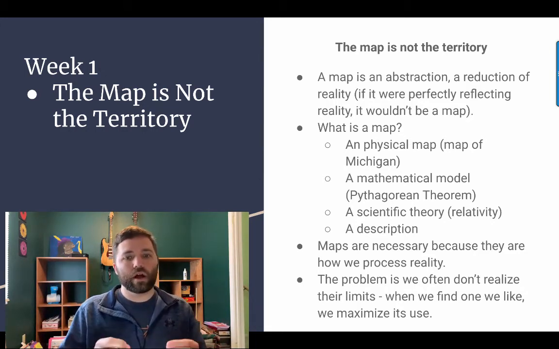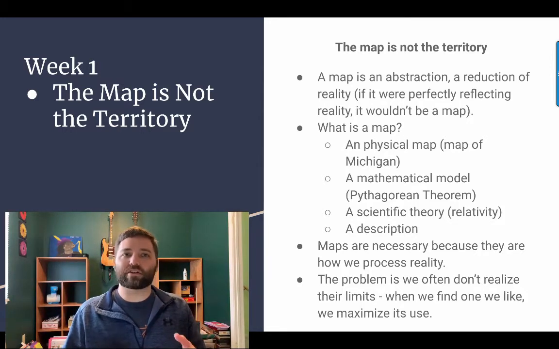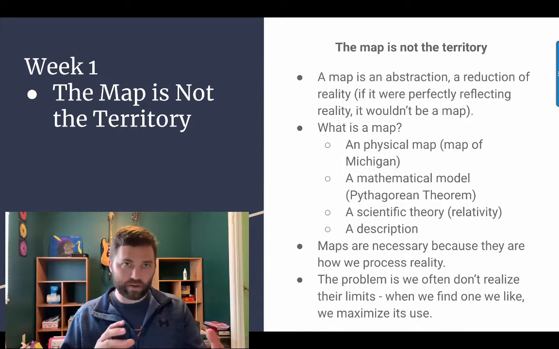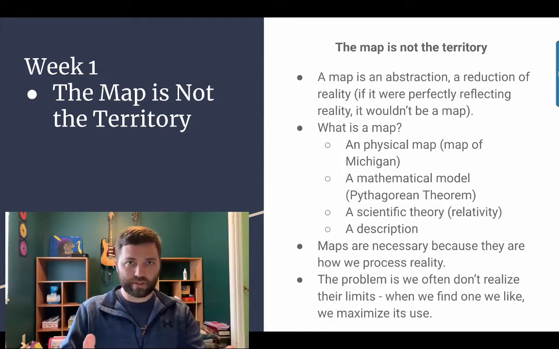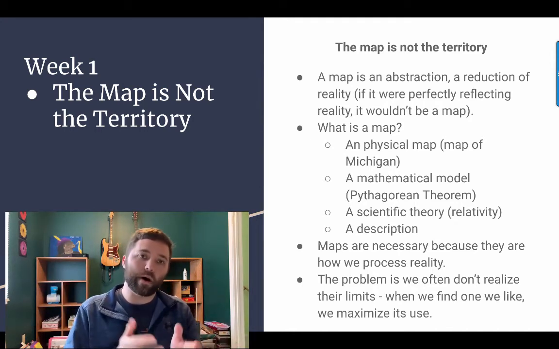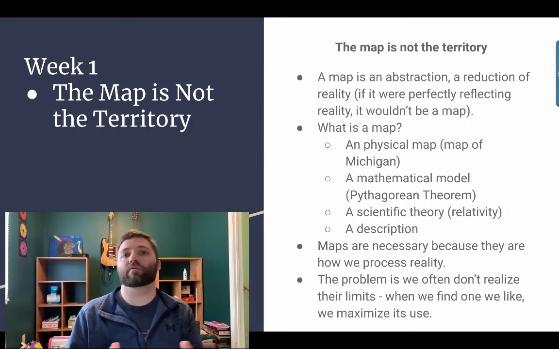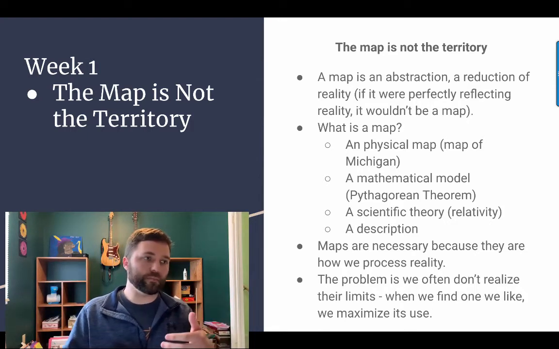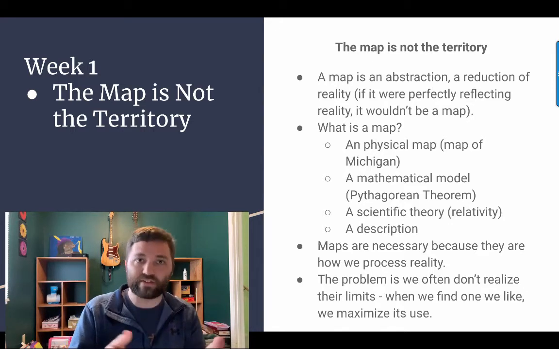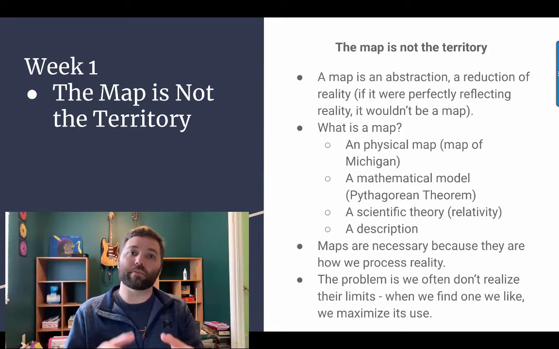So we can extend this idea of a map to things that are not just physical maps, like a map of Michigan. There are different types of maps. Another type of map might be a mathematical model. A mathematical model models a situation: you put in certain inputs, and then it computes and gives you outputs. A mathematical model can be really useful for making predictions or understanding different situations in science. They're incredibly useful, but they also have limitations.